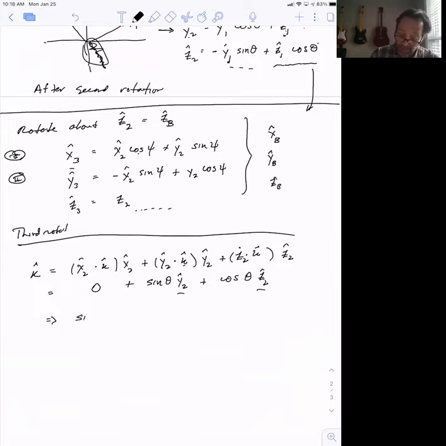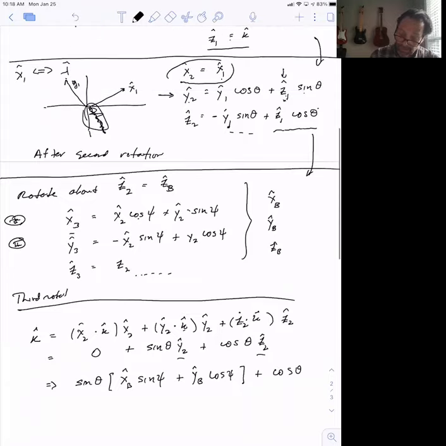So I have now sine theta y2 hat, just add them together, is x3 hat sine theta, which is x body sine psi, not theta, plus y body cosine psi. And then I have plus cosine theta, and z2 is z body, right here. z body. So we're done with k hat.